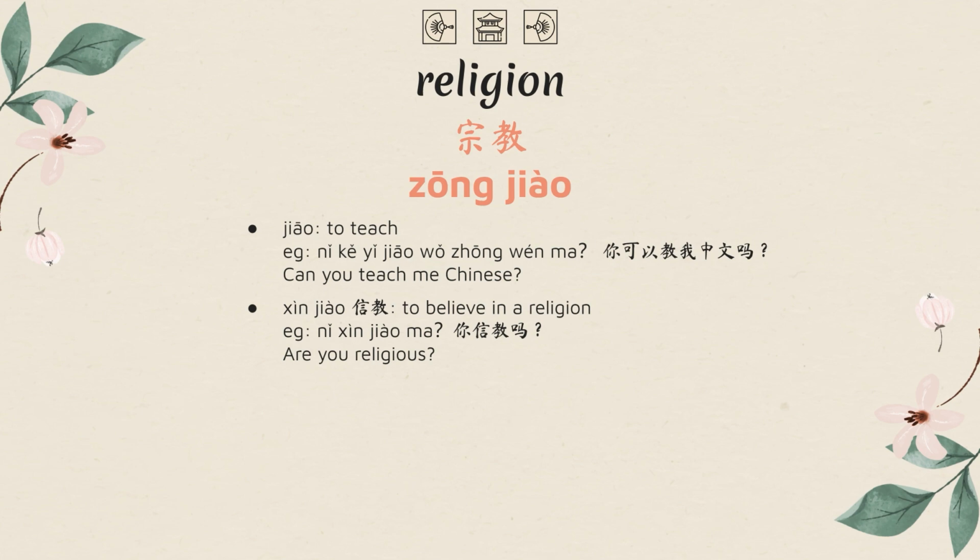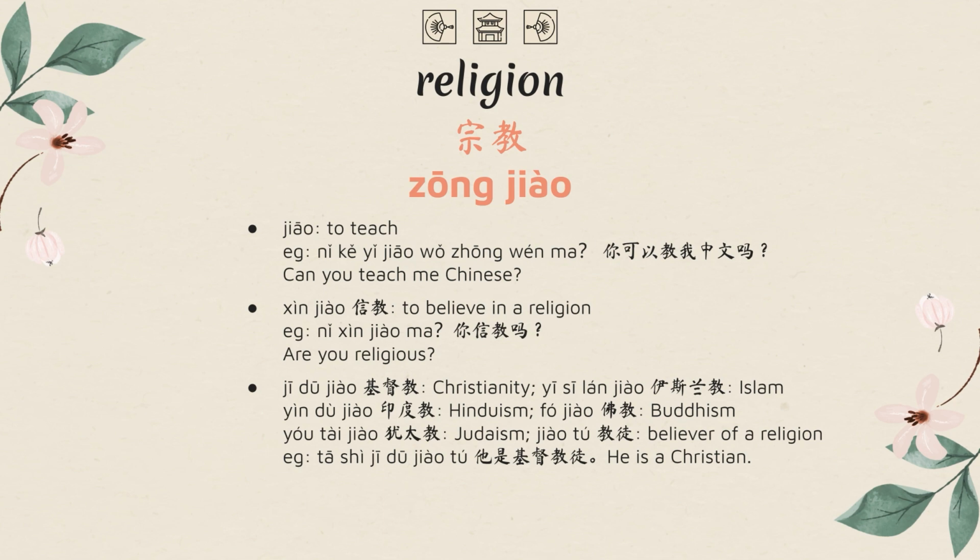Now let's look at a few major religions in the world. Christianity is 基督教. Islam is 伊斯兰教. So that's very phonetic. 印度教 is Hinduism. 印度 by itself means India. 佛教 means Buddhism. 犹太教 means Judaism.